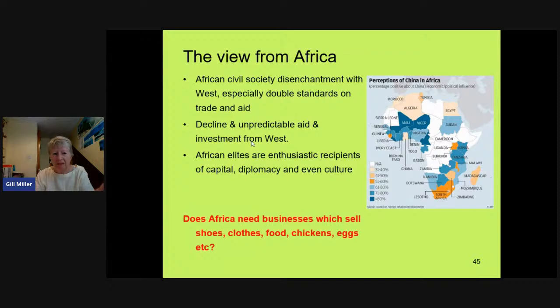And you can see there that the civil society is a bit fed up with the Europeans and the West, because we've put trade conditionalities on, our aid is declining, they're saying that we have double standards, it's unpredictable. And actually the African elites love all the capital investment that China is making. So you can see there that the darker blue are the people who are really very supportive of China and Africa. But I just ask you this question: does Africa need businesses which sell local things in the local market, like chickens and eggs?